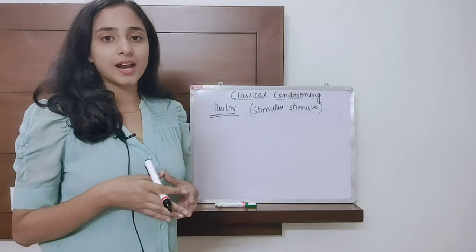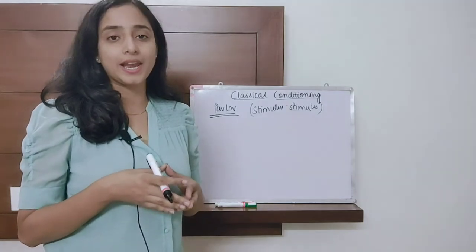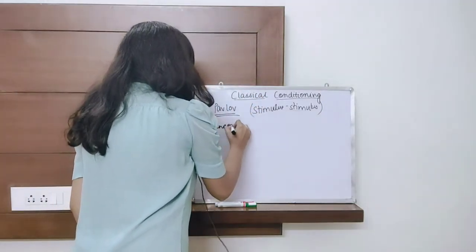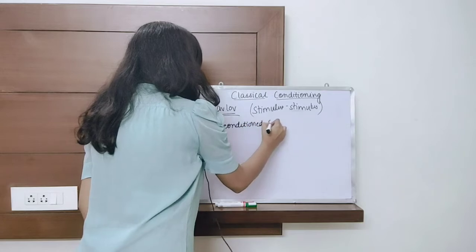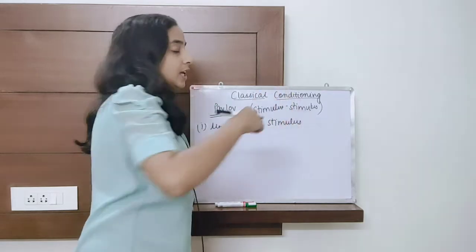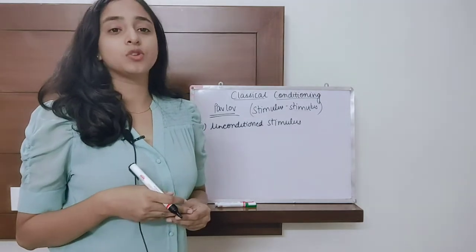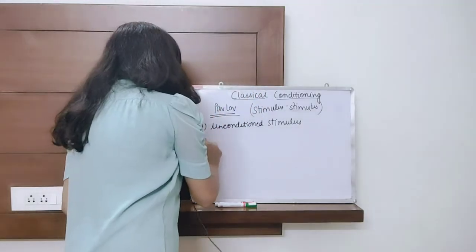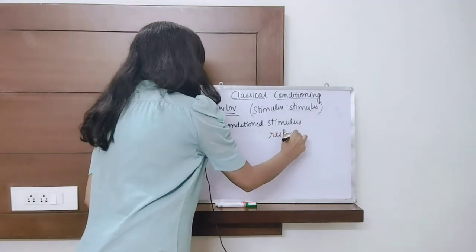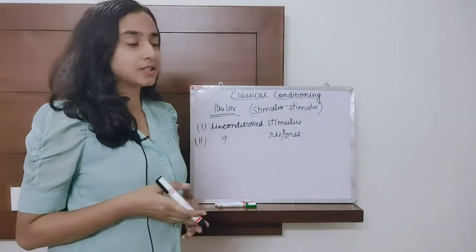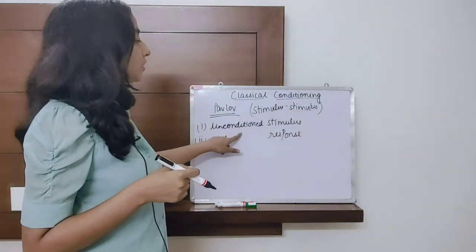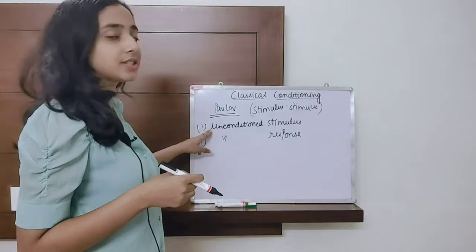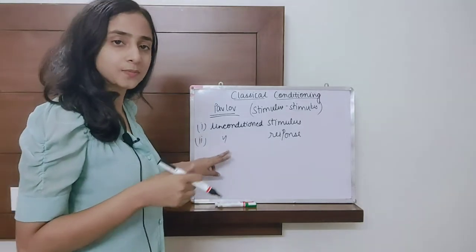Before we discuss that experiment, we have to understand the four elements of classical conditioning. The first element is the unconditioned stimulus. The unconditioned stimulus is that stimulus which is naturally present, which originally occurs. Next is the unconditioned response. The unconditioned response is the one which is given in response to unconditioned stimulus. So the behavior which will be represented in response to unconditioned stimulus will be known as the unconditioned response.